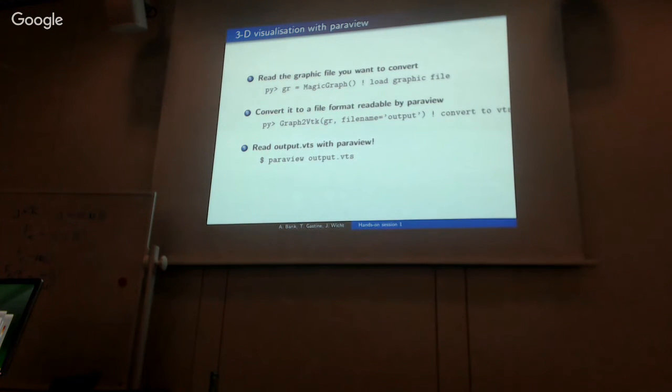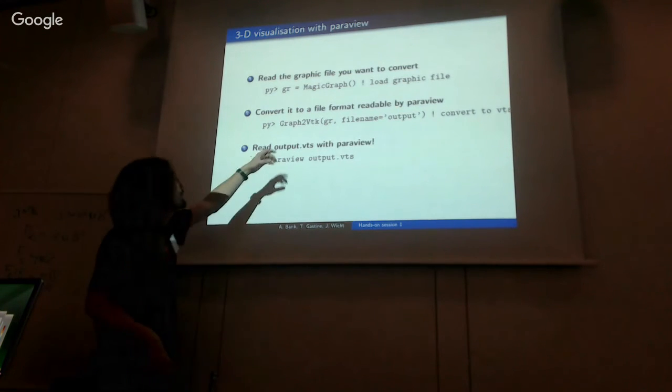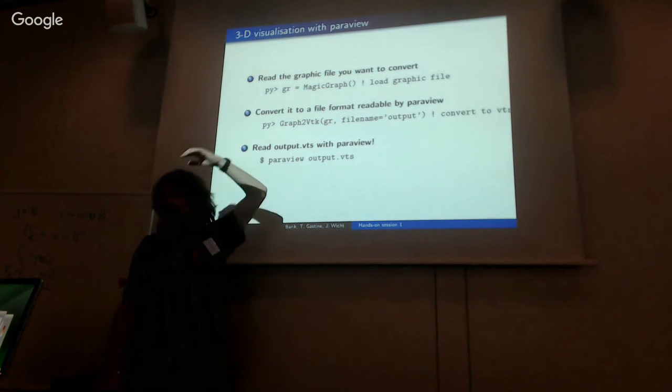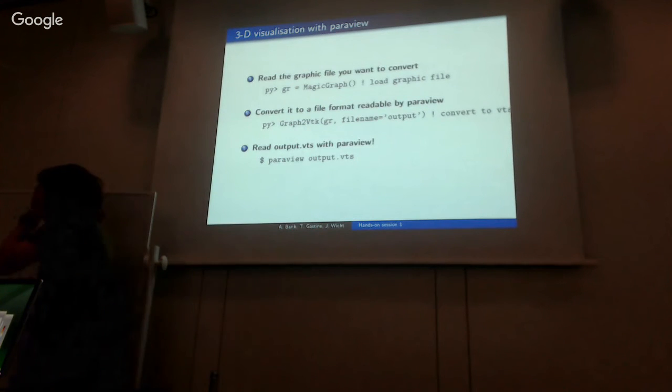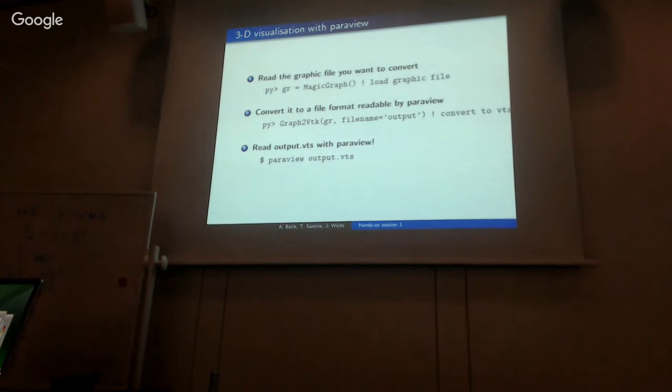Produce a VTS file. Yes, but only when you do that, right? You want to grab VTK, and you use this command. Not defined. Graph to VTK.